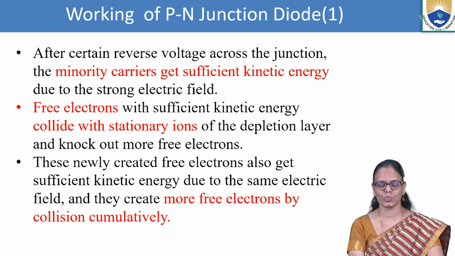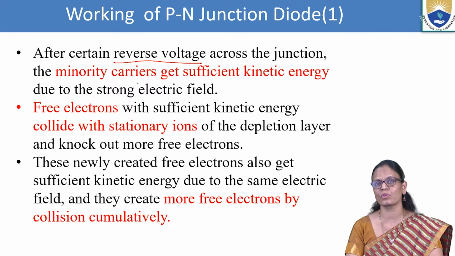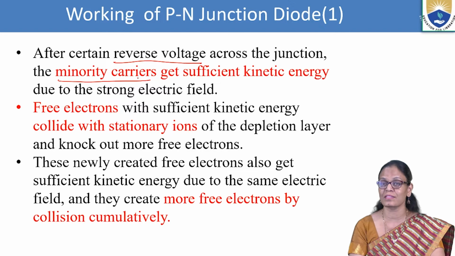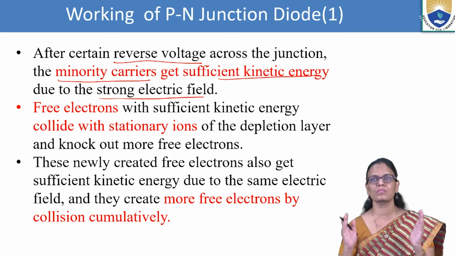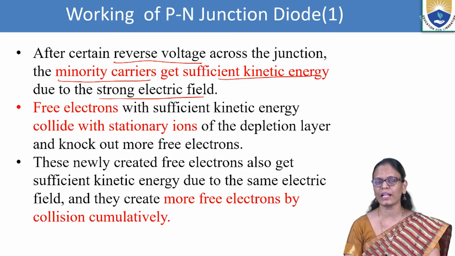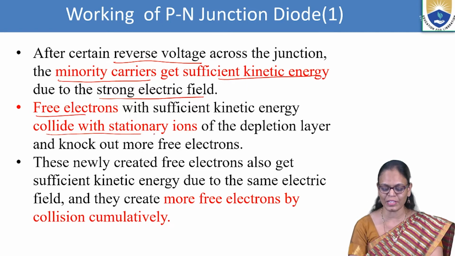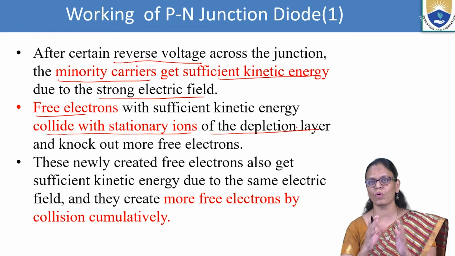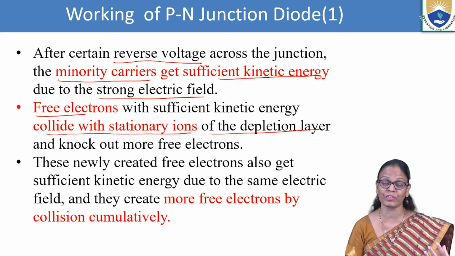Now, we have applied reverse bias and we are increasing the voltage. So, as we increase the voltage, what happens? These minority carriers get sufficient kinetic energy due to the strong electric field, because the width of the depletion layer is increasing, so the electric field is also becoming strong. And now these free electrons will collide with the stationary ions of the depletion layer. We are having more and more stationary or immobile ions in the depletion layer. So the electrons that have become free have gained kinetic energy because of the strong electric field. They come and collide with the stationary ions.